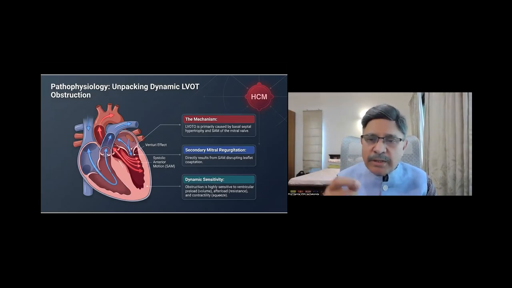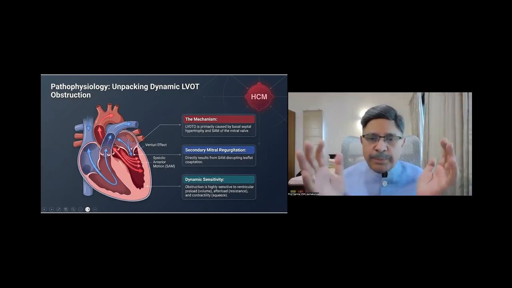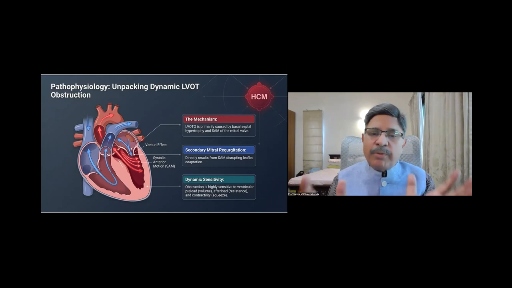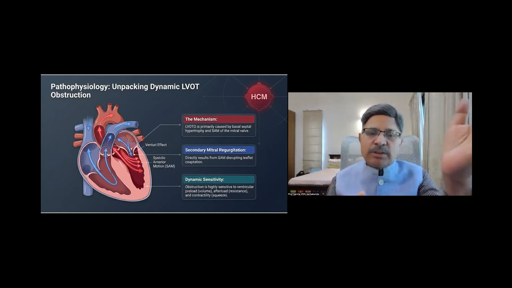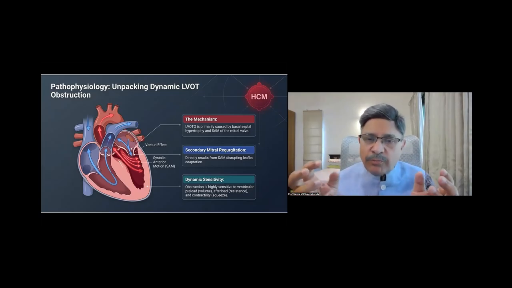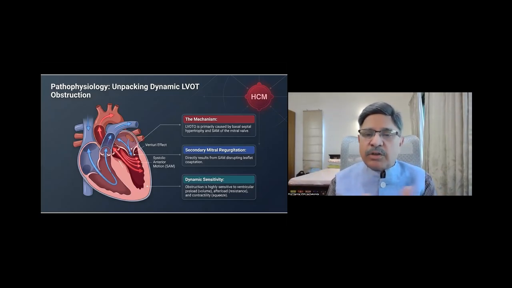Obstruction is highly sensitive to ventricular preload. Suppose the ventricular preload increases, then the obstruction becomes more. Afterload, that is resistance, and contractility, squeeze. There are three things. The preload is the amount of blood that is presented into the ventricle before it contracts. Afterload is the amount of resistance the ventricle has to overcome when it is pumping. And the third one is the contractile force of the muscle itself, which is the squeeze.